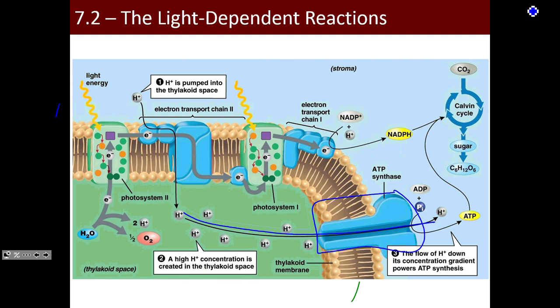Those hydrogen ions can then be pumped back through by another electron transport chain to build up the concentration gradient again. Does this make sense? A little bit?